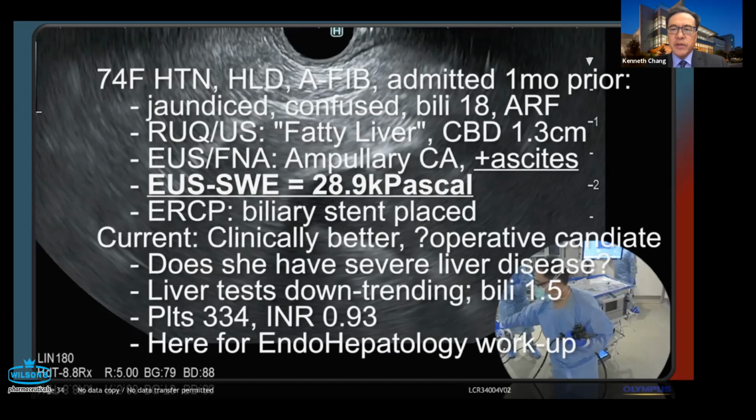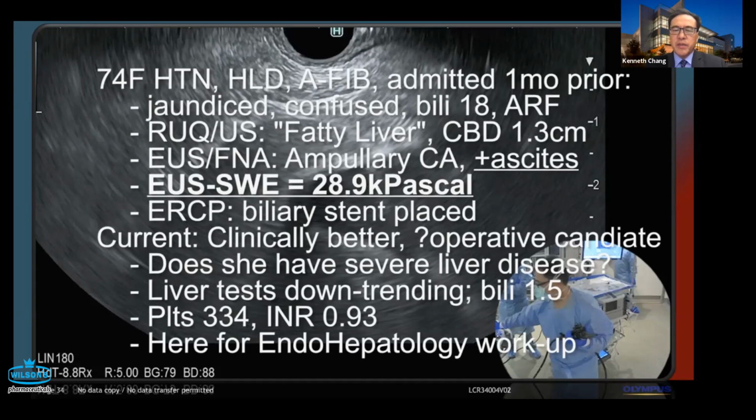The common bile duct was dilated at 1.3 centimeters, and EUS was done. It showed some mild ascites, and it showed a tumor at the ampulla, which was biopsied and confirmed to be adenocarcinoma of the ampulla. During the time of the EUS, the shear wave was quite high, 28.9 kilopascals, and during the ERCP, a biliary stent was placed. So now, a month or so later, the patient is clinically much better.